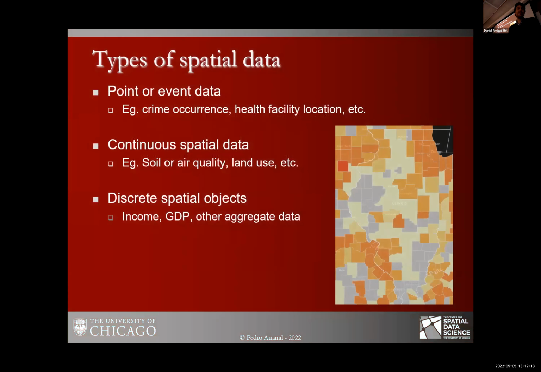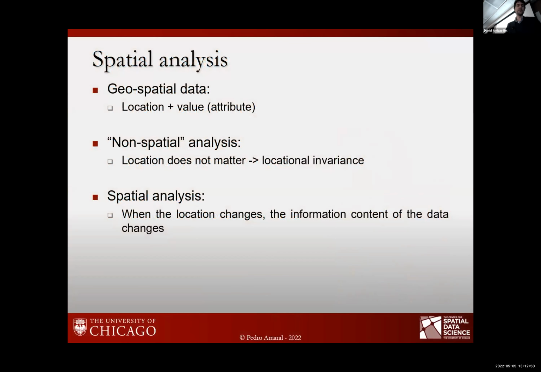Or what we can have is a discrete spatial object. So we can have, for example, census tracts or counties or municipalities or states that show us some data. Usually we'll have data on income, GDP, any other kind of aggregate data. It will come in this format. And then, of course, the heterogeneity that we have within this discrete spatial area is important to be taken into account. It may result in some issues, but this is another common type of spatial data that the methods we'll see today are able to handle.